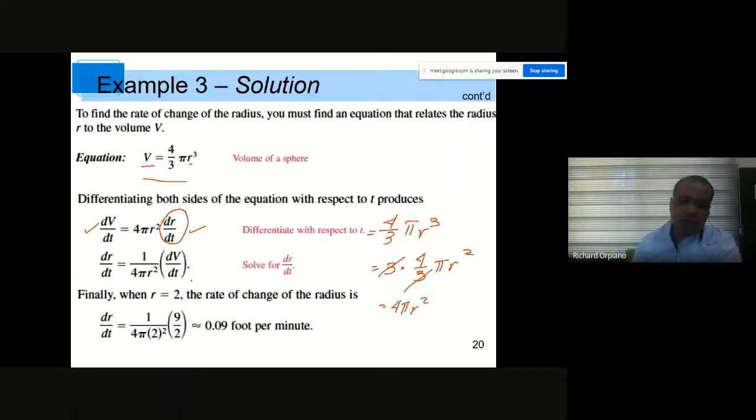Any questions on what you see? Clear. Okay, thank you. So we will substitute the values. r is equal to 2. Only r is what we substitute. So our answer is 0.09 foot per minute. If you want a fraction, that is also okay.